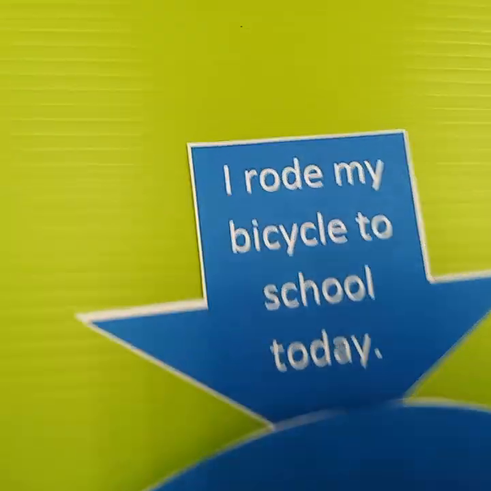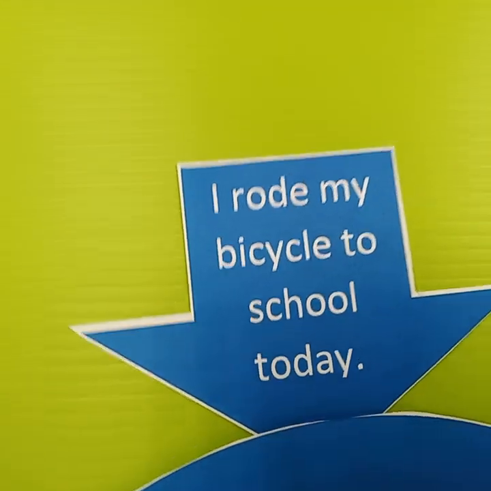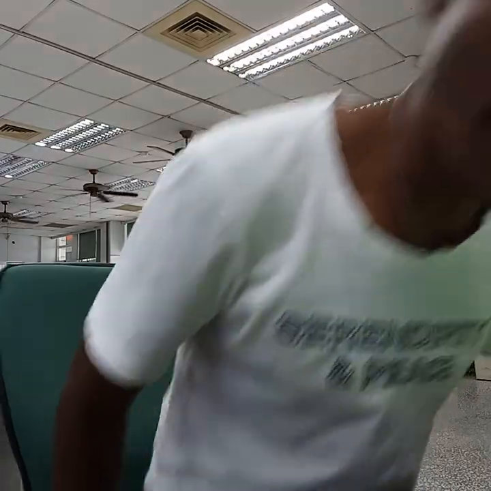You say, I rode a bicycle to school. Or my dad drove me to school. All right. So drive, then the past tense of drive is drove. That's why you're saying my dad drove me to school. So they came with the car, but the car was driven by the dad.